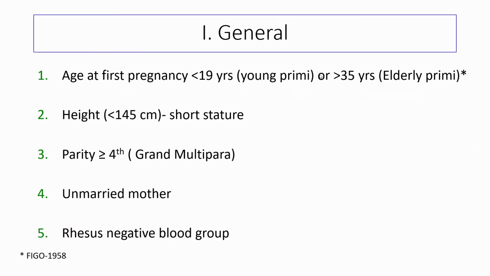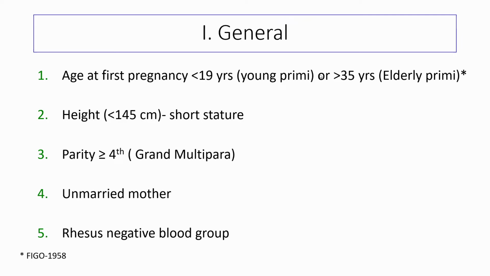So height 145. Okay, in the Nepalese context, we can take as low as 140 as a short stature. But generally we are taking 145 centimeter as a short stature. There could be chance of CPD, because the pelvis will be narrow, especially in most of the cases with a short stature.